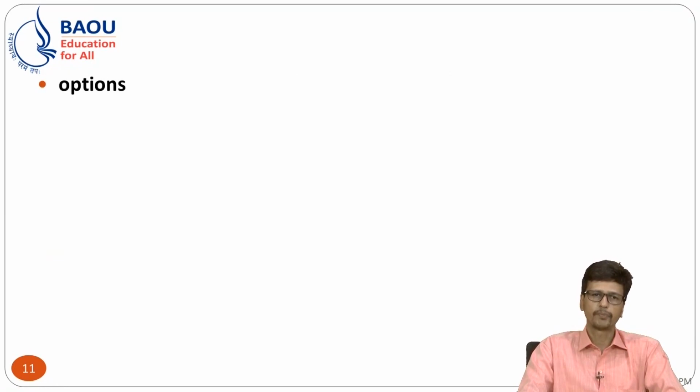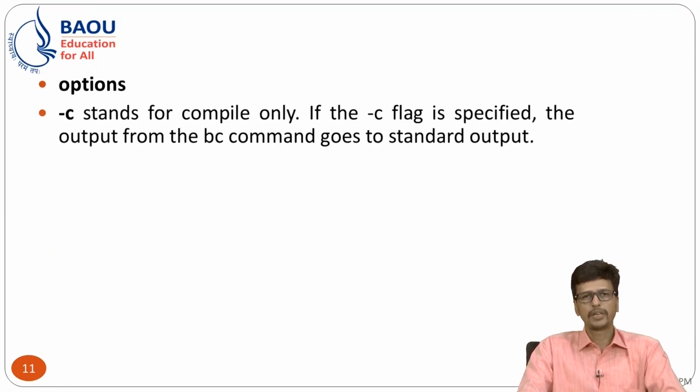You can perform whatever operation you want to perform. In these options we have seen C, that is the compile only option. Whenever you are executing this bc command with the C flag specified, the output from the bc command goes to the standard output. Standard output is nothing but your terminal. So whenever you use this bc command, your output should be displayed on the terminal.